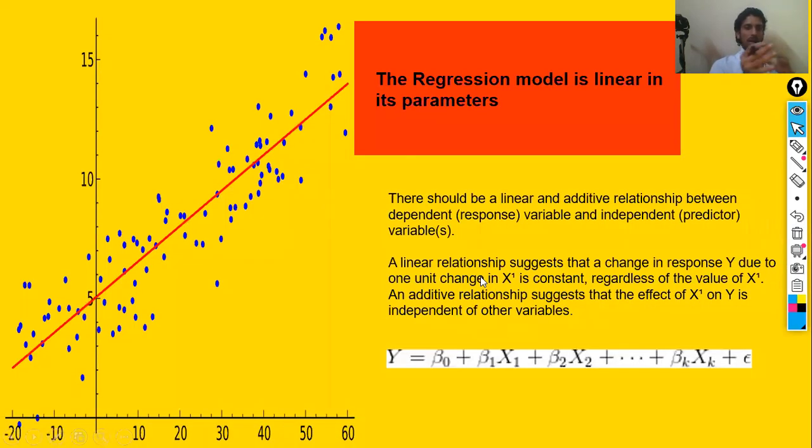Now, talking about the ground rule, or the formula behind linear regression, as you can see, there should be a linear or additive relationship between dependent variable and independent variable. Now, when I say dependent, it is also called response. Independent is also called predictor. Dependent is called response.